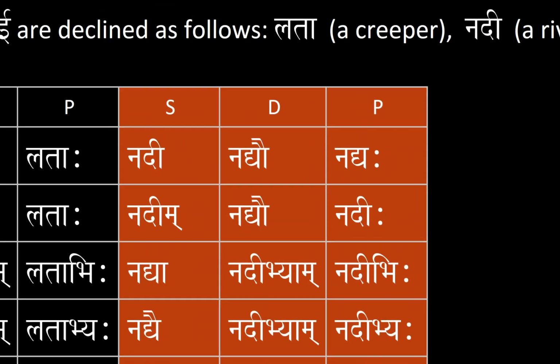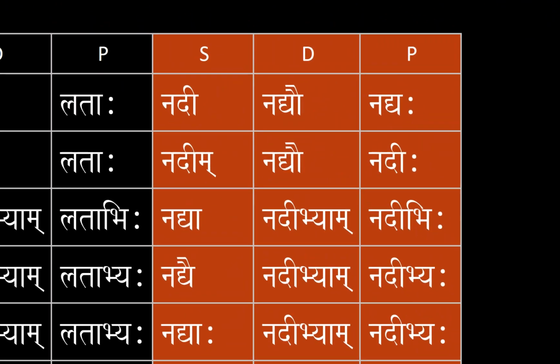And now on to nadi, a river. Nominative, singular, dual, and plural, we have respectively nadi, nadyau, and nadyah. Accusative, singular, dual, and plural, we have nadim, nadyau, nadih. Instrumental, singular, dual, and plural: nadya, nadibhyam, nadibhih.